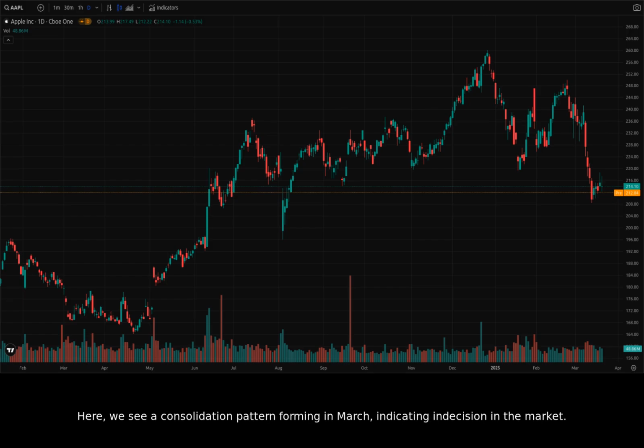Here, we see a consolidation pattern forming in March, indicating indecision in the market. The price has been fluctuating between roughly $209 and $217. The most recent candle shows a slight move upwards, but we need further confirmation to call this a reversal. Let's take a look at the hourly chart for a closer look.